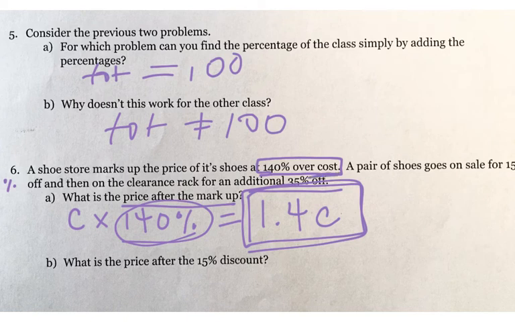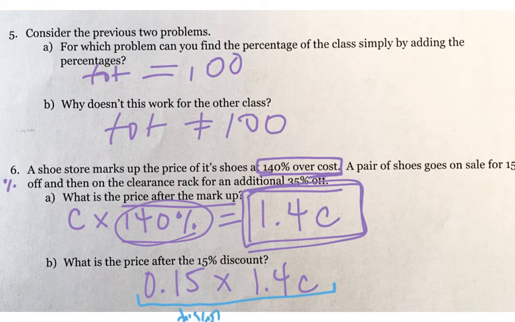Okay? What is the price after the 15% discount? Well, we would take 0.15 times the 1.4C. But I want to be clear that this represents the discount, not the cost. So that represents the discount. 15% of the 140% cost gives us the discount that gets taken off. So to actually figure out our value, we need to take the price of the shoes, and then subtract this discount.